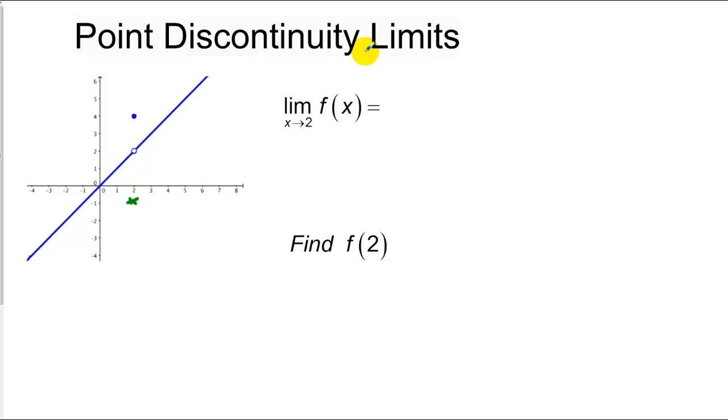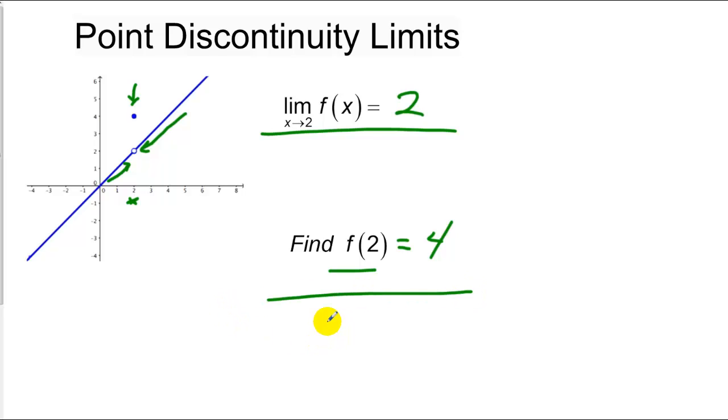So again, as we approach 2 from this side, being the left side, and approach 2 from the right side, what is our y value getting close to? And it's getting close to the value at this hole. And the value at that hole is actually 2. Now, when we ask what is the value when x is equal to 2 of the function, the actual value at x equals 2 of the function is equal to 4. So you can see that the limit and the function's actual value can be different.